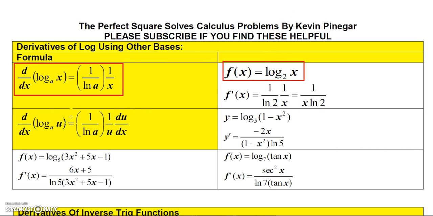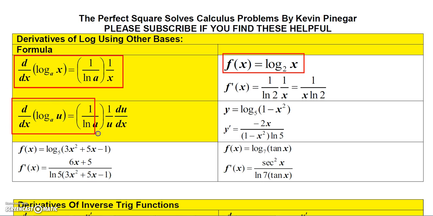Well, as you probably guessed, if we have the log of u with a base other than e, then we have a formula for that too. So the formula for this, the log of u base a, that's 1 over natural log of a times 1 over u times u prime. So if I wanted to find this, well, the derivative of this would be 1 over 1 minus x squared, right? And then times 1 over natural log of 5, and then I'd multiply by u prime, which is the derivative of this. So that would be 1 over u times natural log of 5, because 5 is the base, and then you would multiply by the derivative of 1 minus x squared, which is minus 2x. Okay?